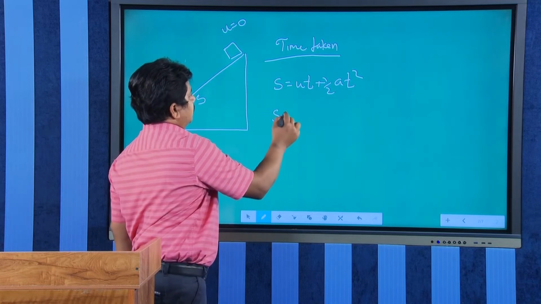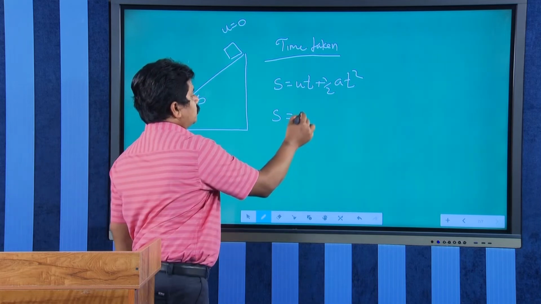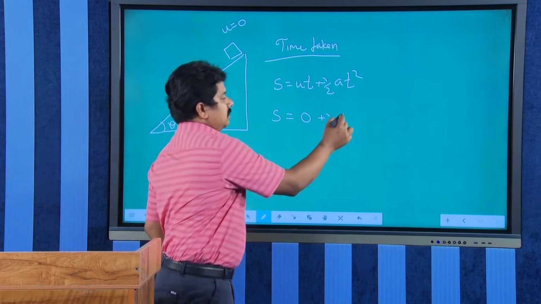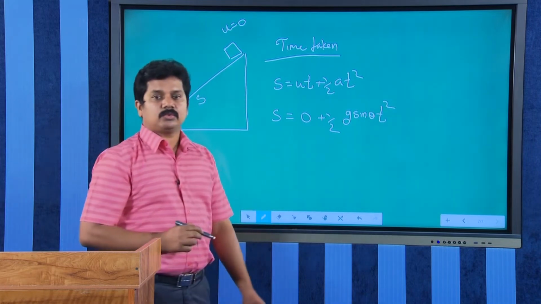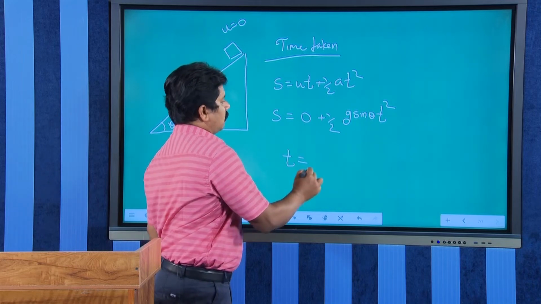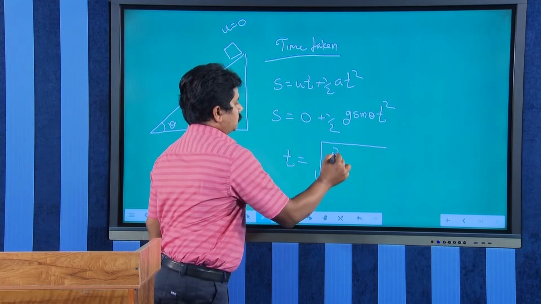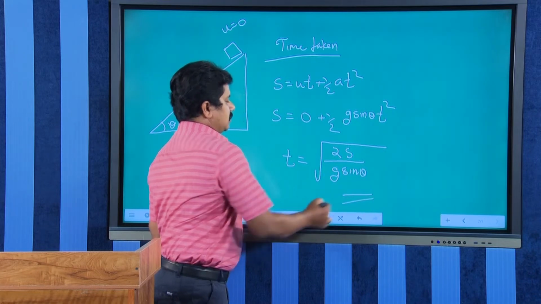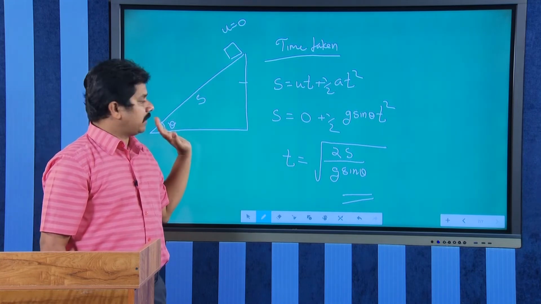So, we have S equal to u 0 plus half, our acceleration is now g sin theta, into t square, since initially it is at rest. So, we have t equal to root of 2 s by g sin theta. This will be the time taken by that block to reach the bottom of the plane.